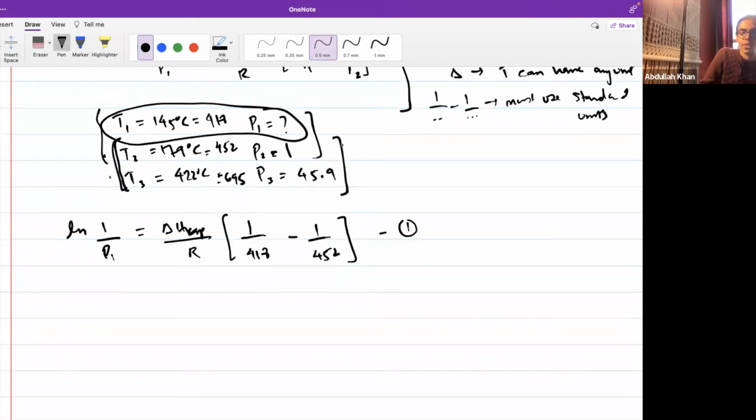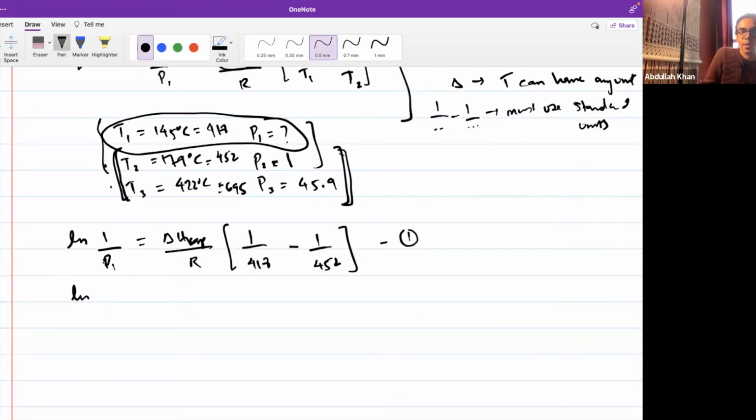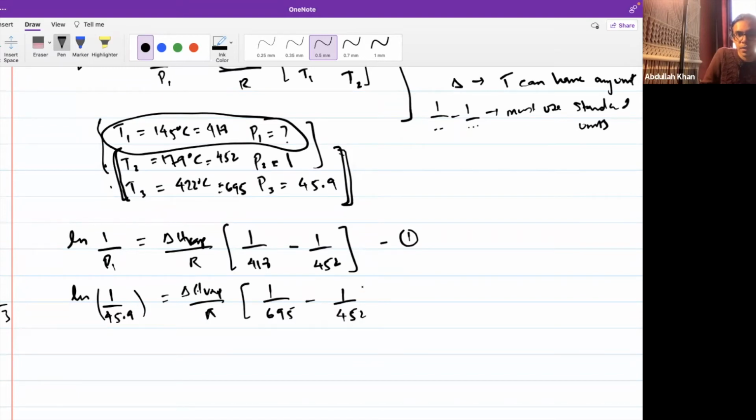And then from the second two equations, I'm going to have ln of P2 over P3, so that's 1 over 45.9. So I did 2 over 3, so in the temperatures, I should reverse it. Equals delta H vaporization over R, times temperature 3, 1 over 695, minus temperature 2, 1 over 452. Take that as your equation 2.